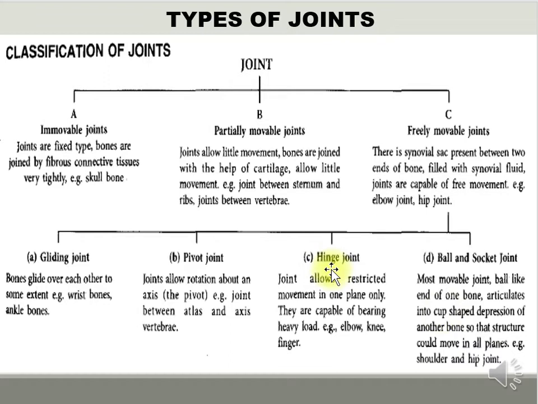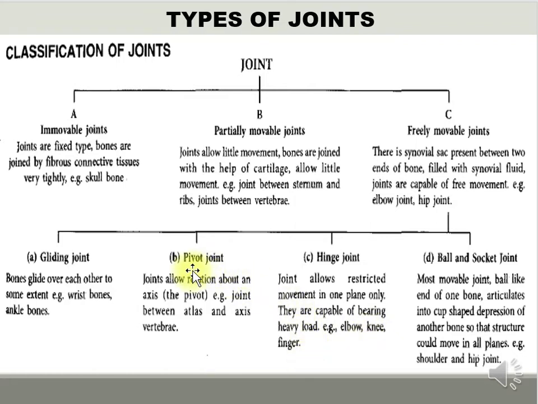And next is the hinge joint. The hinge joint allows restricted movement in one plane, just like the hinge of a door or a window. They are capable of bearing heavy loads. We find such joints at the elbow, the knee, and the finger.